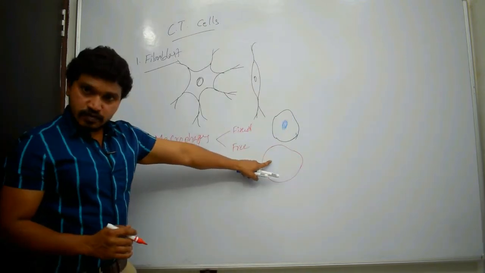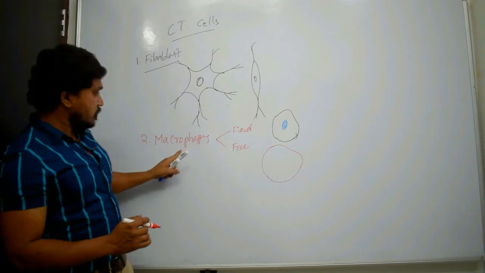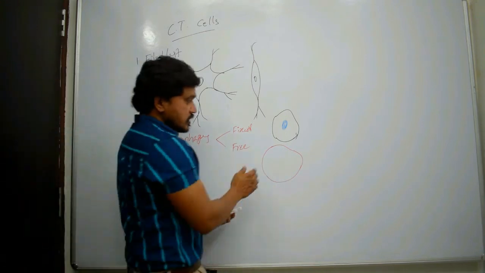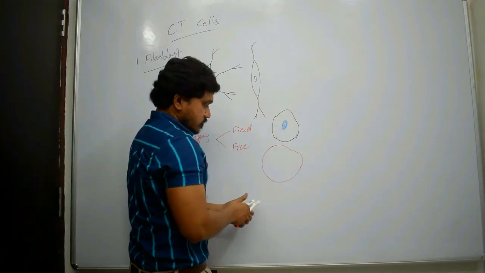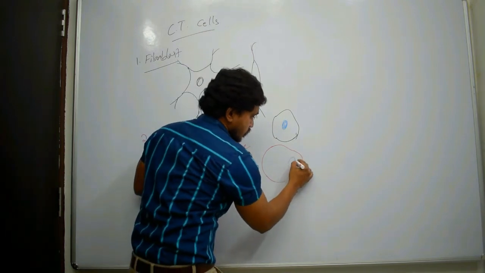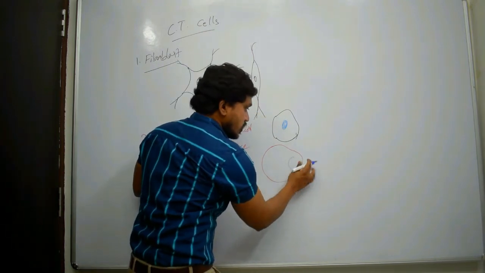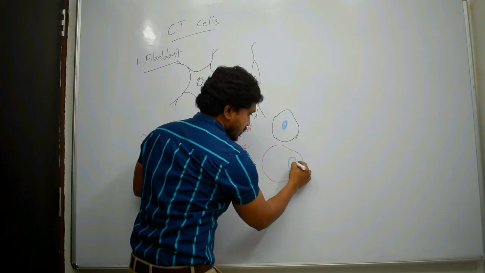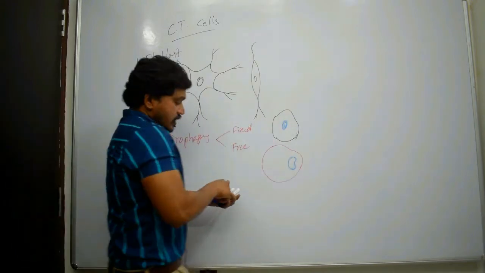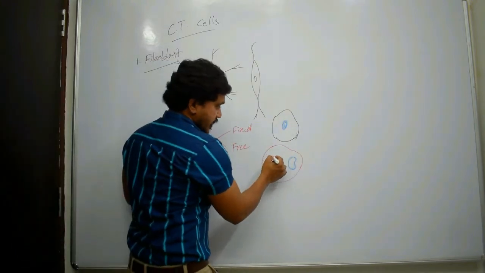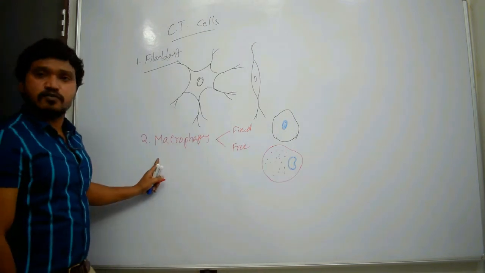Then the free macrophages are also irregular in shape. The nucleus present within the macrophage is placed eccentrically, so it is an eccentrically placed nucleus. That nucleus is also reniform in shape, that means kidney shaped, and the cytoplasm contains granules.